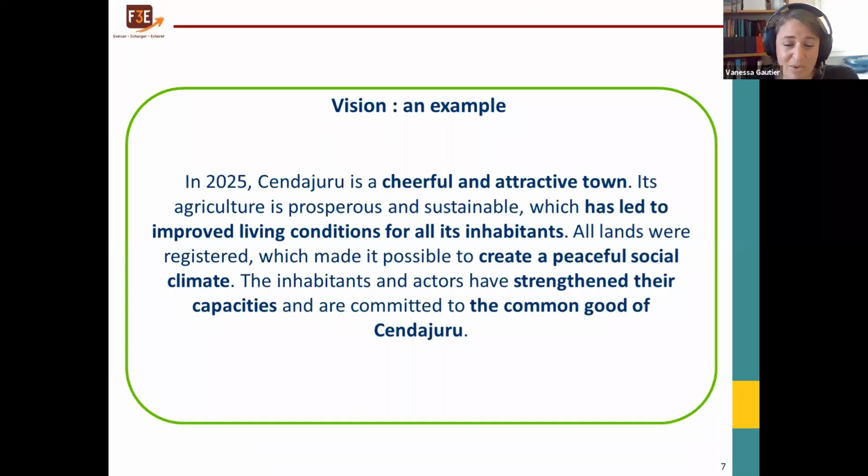Just to give you a short example of what it can look like and how it works. Sorry, there's a lot of text. This is taken from one of our members, CCFD Terre Solidaire, and their partner Accor in Burundi. They were part of one of our experiments starting in 2014, and they used to run a project in the city of Sendajuru, where there's a lot of tenure conflicts around land, land tenure that impact quite negatively on social peace.